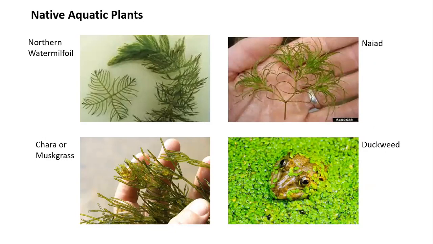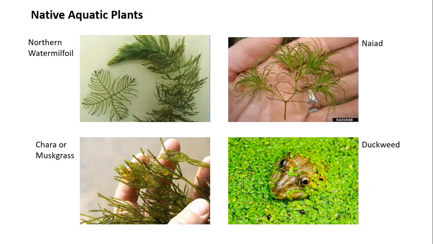And that's the northern watermilfoil at the top left there, which can sometimes be confused with the Eurasian watermilfoil. And then naiad is another species that you might encounter. This one sometimes can look a little bit like milfoil or some other species, but the tips of the leaves kind of curl down, and it has a lot of bumps along the spines of the leaves.